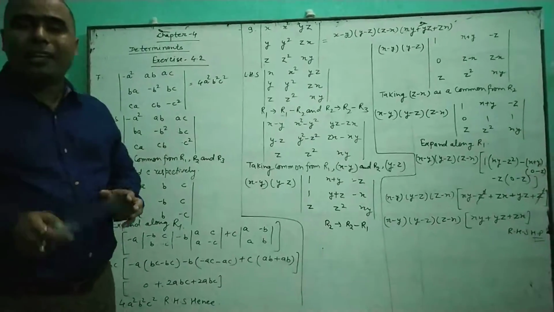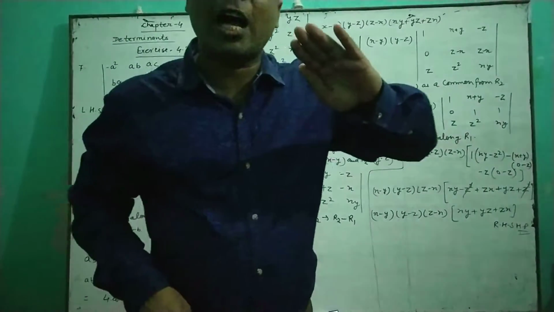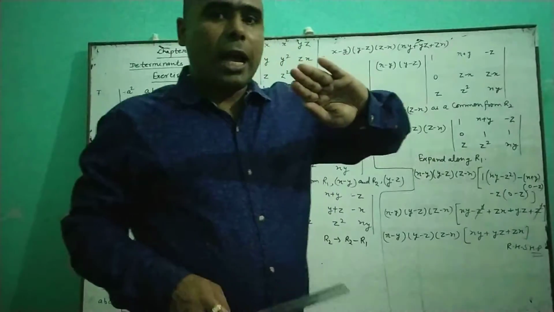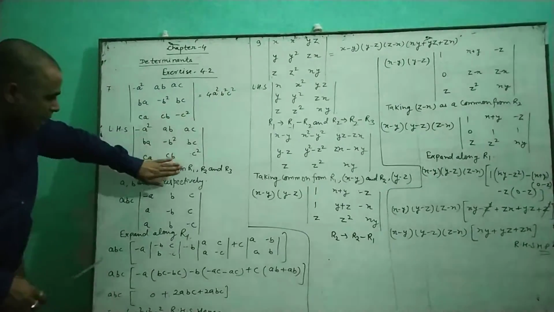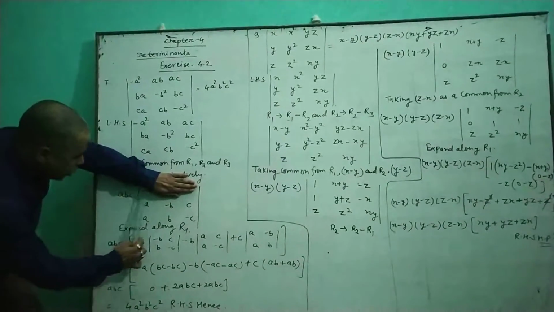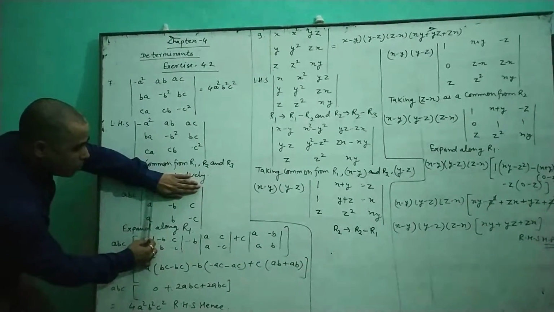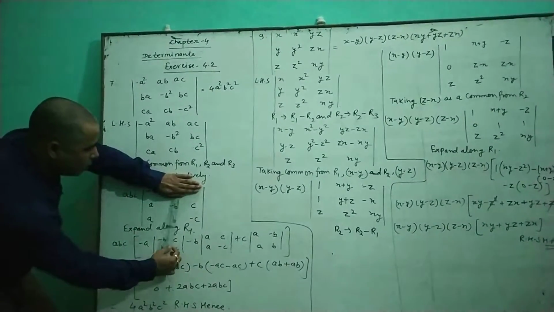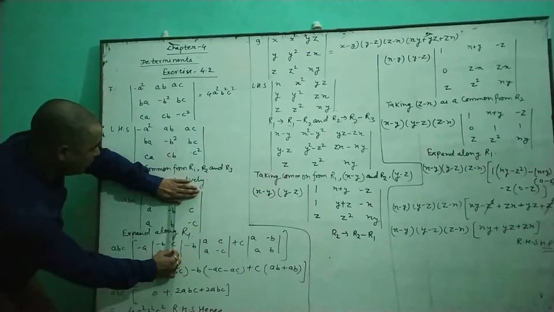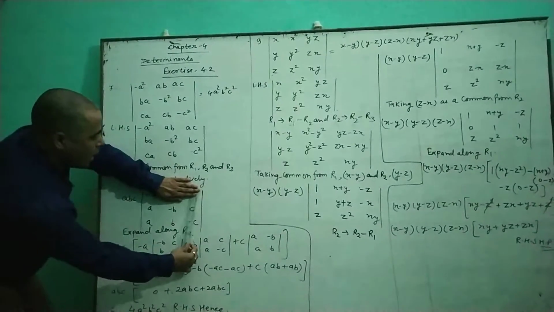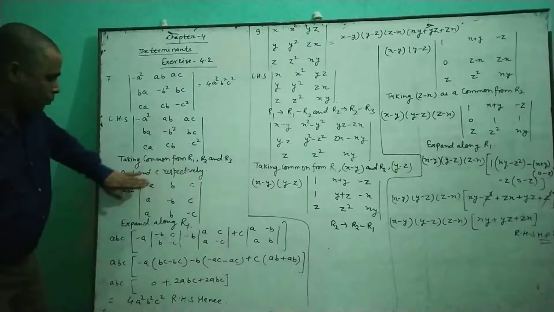Expand along R1 means R1 will always be closed. After that, suppose we expand along R1, it means R1 will be closed. First we put here, what will be the value shown here? We have tried. After that, close here, what will be the value shown here? We have tried. And after that, this will be closed.